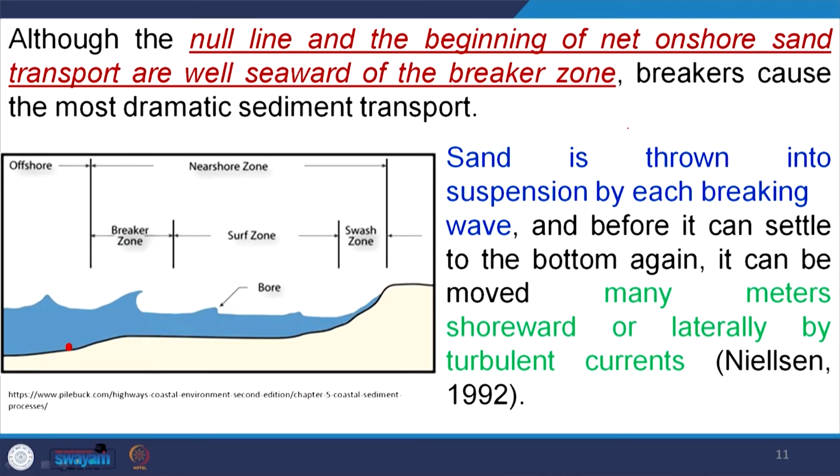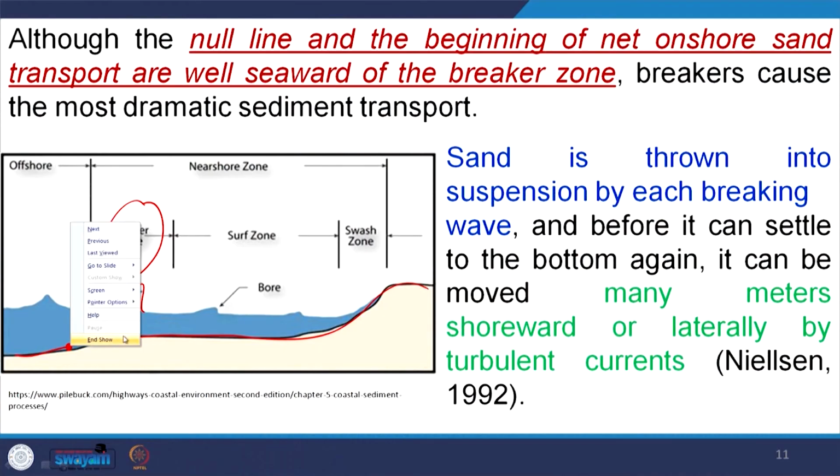Although the null line and the beginning of net onshore sand transport are well seaward of the breaker zone, breakers cause the most dramatic sediment transport. Here you have to understand where the null point stands in the profile. For example, this is the profile coming from the continent towards the sea, and this is the breaker zone, where the wave breaks. The null point is somewhere below this breaker zone.